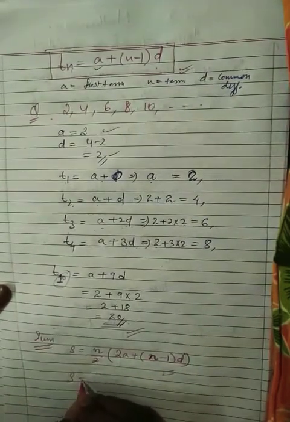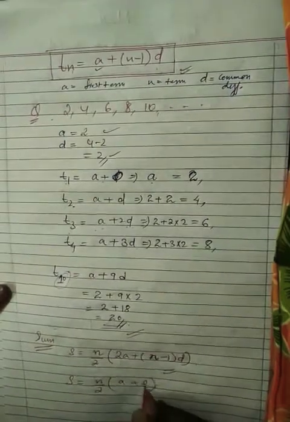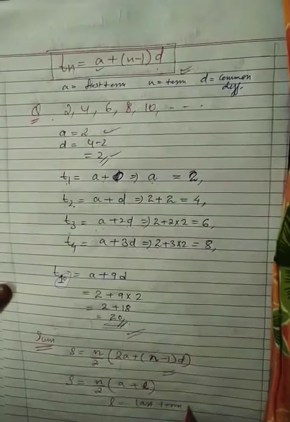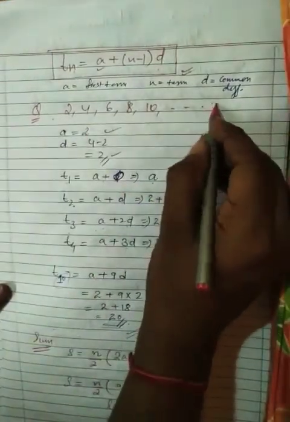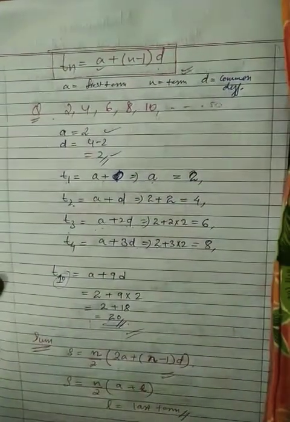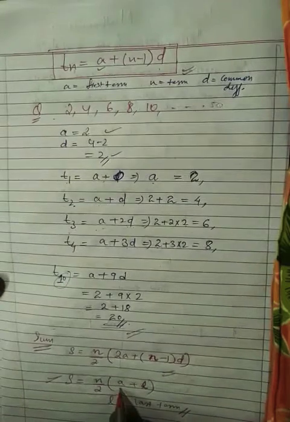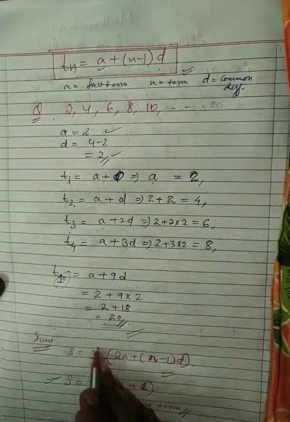One more formula we have is S equals n by 2, bracket a plus l. Here l is the last term. L is called the last term. In case the last term is given in the question, in a series, like if 50 is given here, then we can apply this formula. n by 2, a is the first term, l is the last term, and n is the number of terms you are going to find.